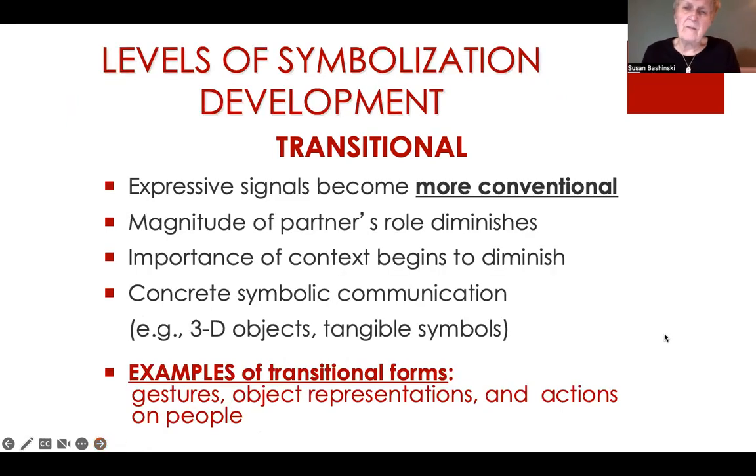So the characteristics of this concrete symbolic stage, the way that kids express, the signals they use to express become more conventional. They're still not 100% the way you and I communicate with each other. Partner is still important, but less so. Context is still important, but less so. Remember the arrows on the slides we looked at. And you begin to see tangible symbols. Again, if you're familiar with Charity Rowland's work on tangible symbols, these emerge at the transitional stage.